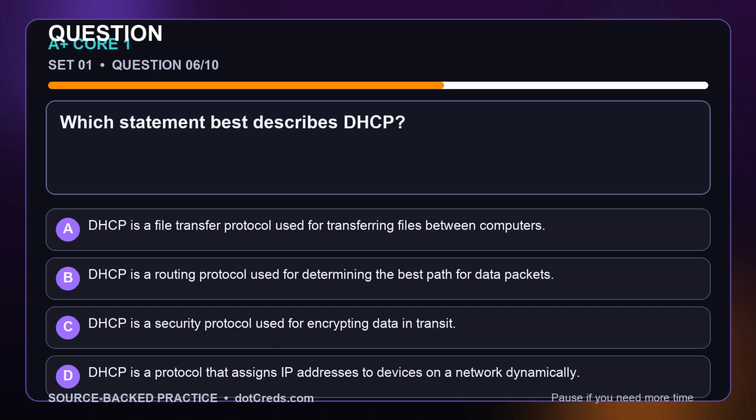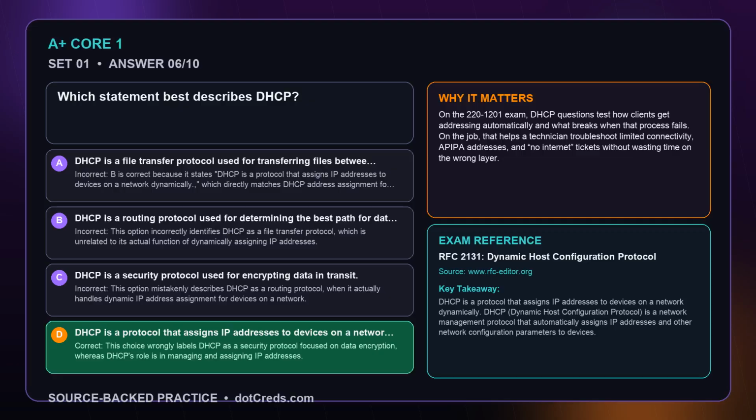Lock your answer now. Question 6 answer. D. DHCP is a protocol that assigns IP addresses to devices on a network dynamically. DHCP, Dynamic Host Configuration Protocol, is a network management protocol that automatically assigns IP addresses and other network configuration parameters to devices on a network dynamically.